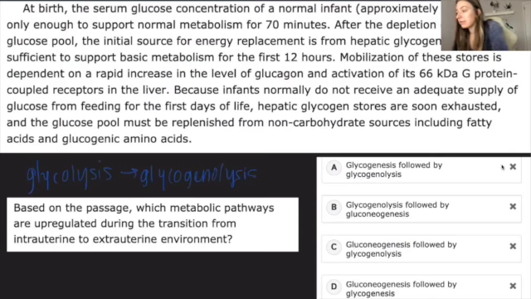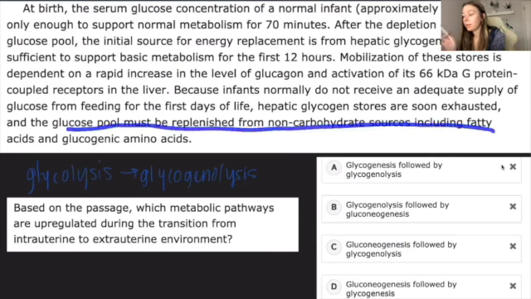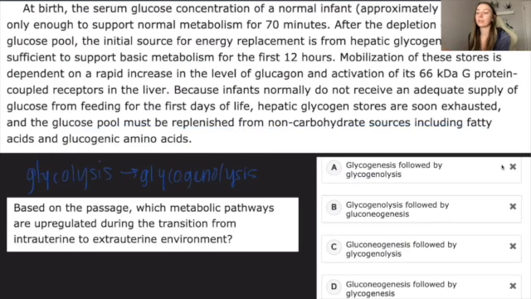Do we have anything else next? I seem to remember there was something else, something about a G protein. And then the glucose pool must be replenished from non-carbohydrate sources, including fatty acids and glucogenic amino acids. So that is a huge indicator that we're going to be creating glucose from something that is not glucose. And so that would be gluconeogenesis. I'll just write that out. So let's see if any of our answer choices say this.